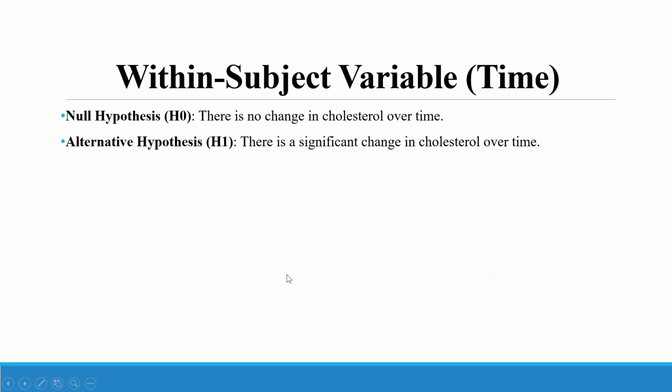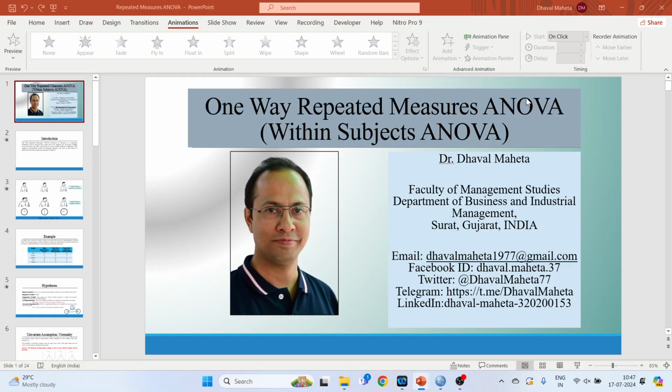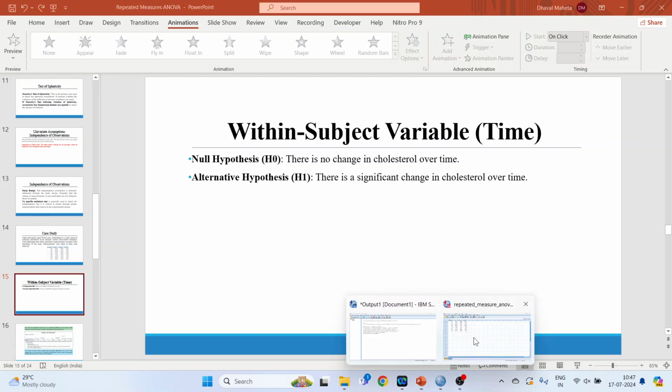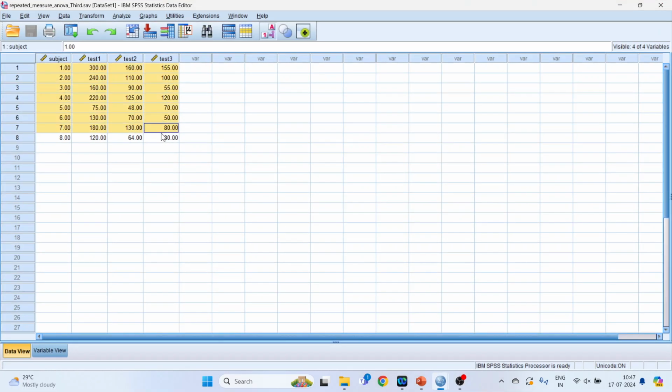The hypothesis which we are going to test: the null is that there is no change in cholesterol over time. The alternative is that there is a significant change in cholesterol over time. This is known as within subject variable effects. The element is time. So let's go to SPSS. The same data is here.